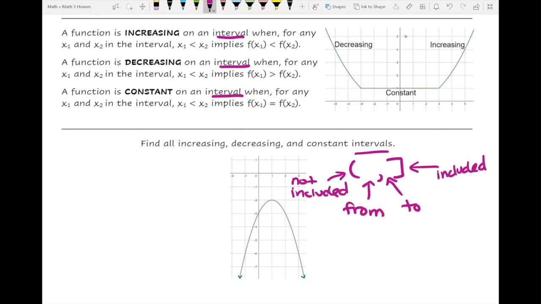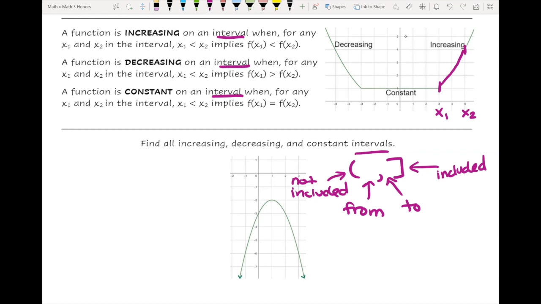For our increasing section here, it looks like this is my x1. This is the first x value. And you can pick another x value, but it has to be after this. Maybe my x2 is like 5, and 5 hits up here. It is increasing on this whole section. Your x1 has to be less than x2, which is true. My 3 is less than 5.